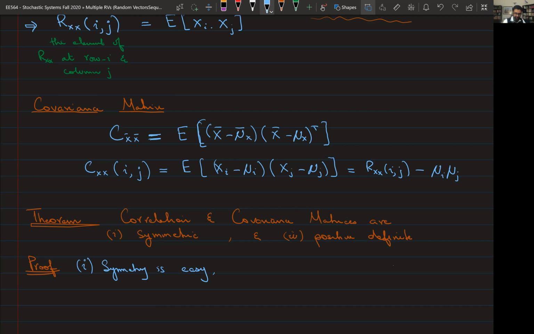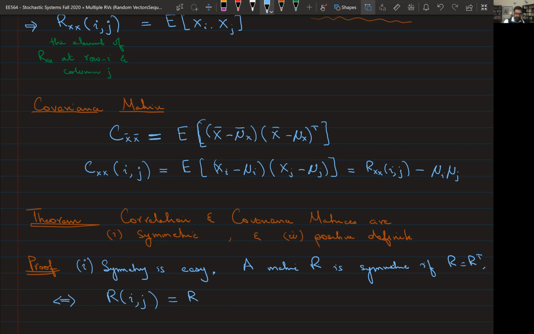Oh, okay. So a matrix R is symmetric if R equals R transpose, right? That's what symmetry means. And this holds if and only if R of ij, the element at the ith row and the jth column of that matrix, must be equal to R of ji.